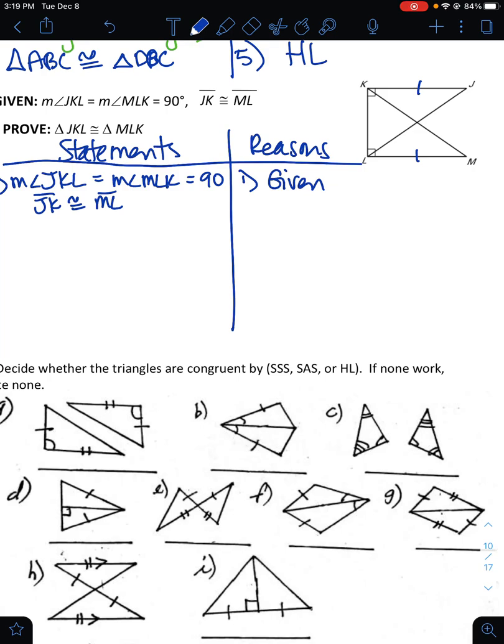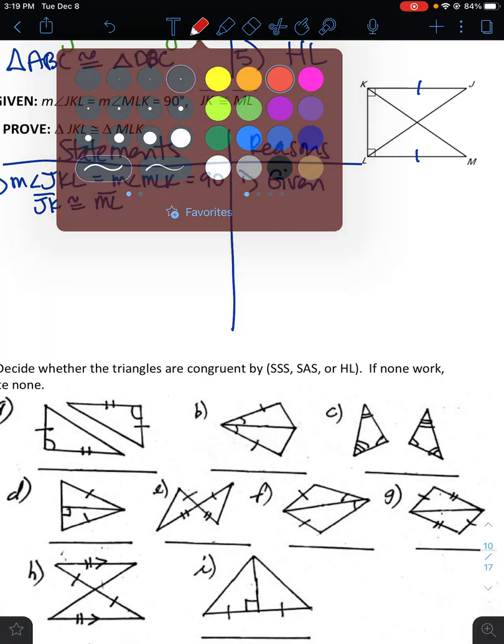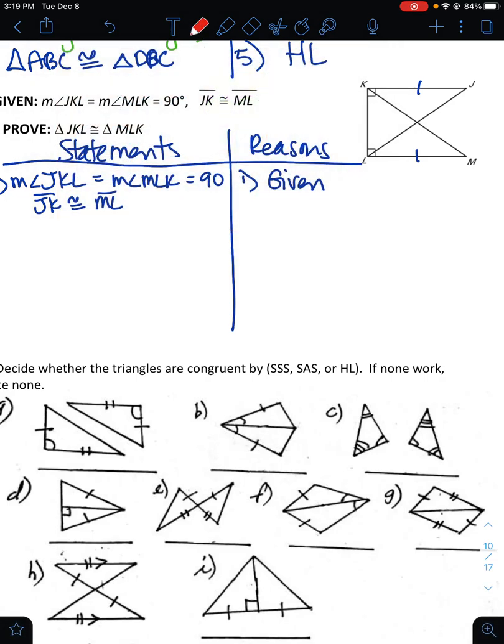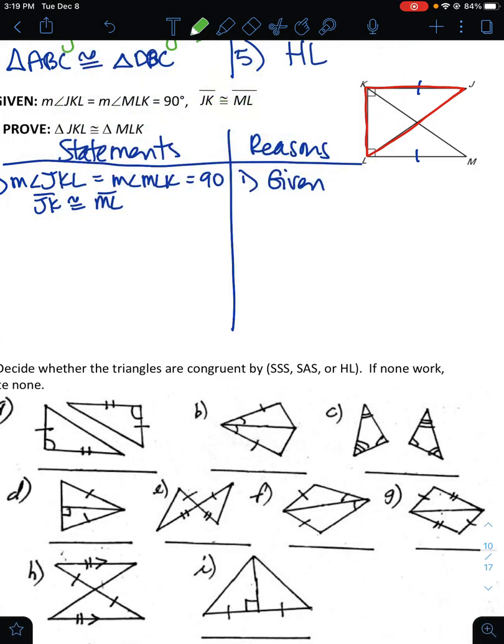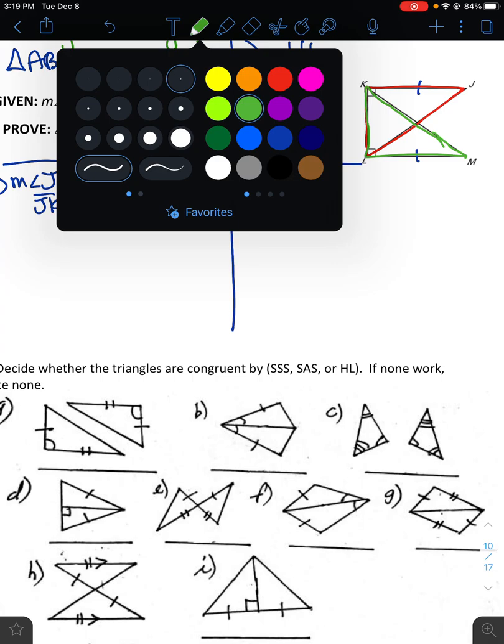Okay, one thing that I want you to pay attention to is what we're trying to prove. So we are trying to prove, I'm going to outline as I talk, triangle JKL, so that's this triangle in red, is congruent to triangle MLK. So do you see how they overlap each other?